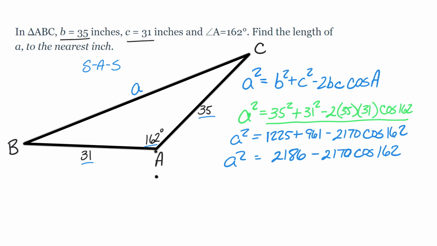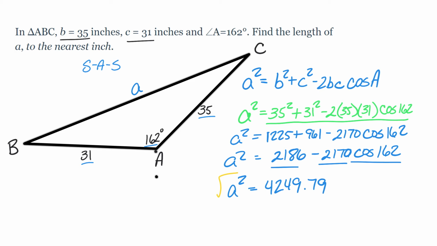So what I'm going to do is 2186 minus 2170 cos of 162. Make sure, again, that you are in degrees. If you're not in degrees, you're going to have an issue. Now, order of operations. My calculator knows the order of operations, so it's going to do these perfectly for me. But you need to know the first thing that needs to happen is the cos of 162, then the multiplication, and then the combining. So what I end up with is A squared equals 4249.79.